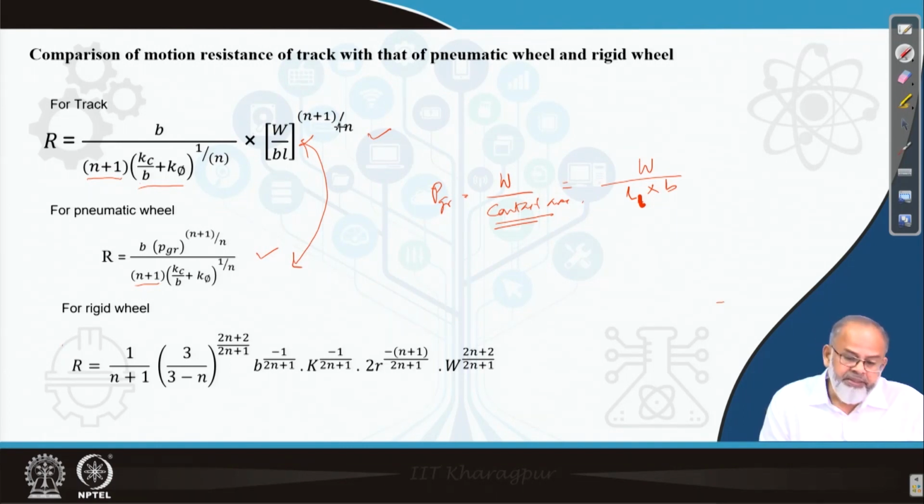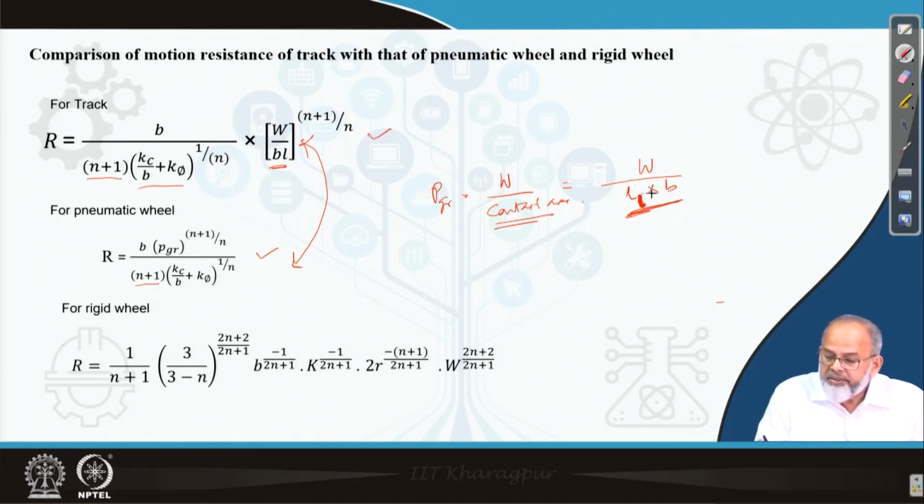So if you think a little bit, this BL for track and BL1 for wheel are not the same. Usually the tracks are longer and the width of tracks is larger, whereas the section width of the wheel, or the contact length of the flattened portion of the wheel, is much smaller than the contact length and section width of the track.